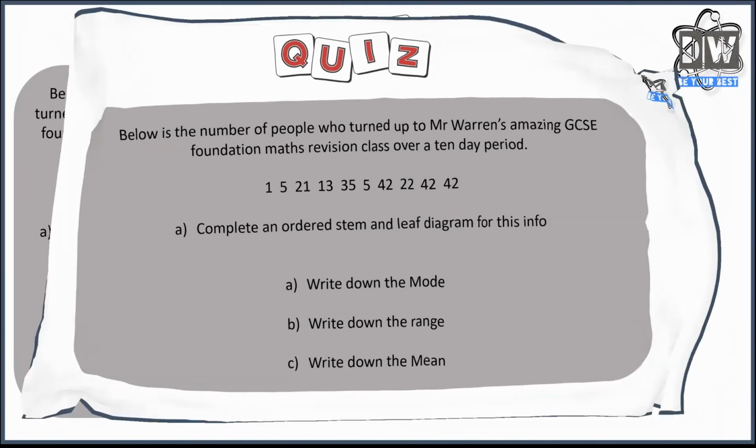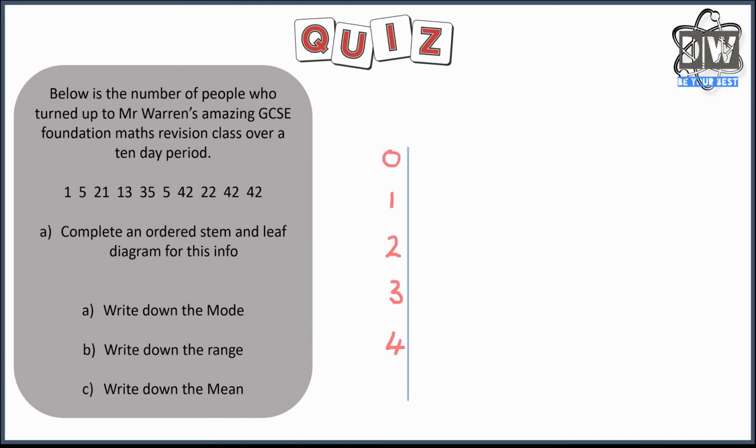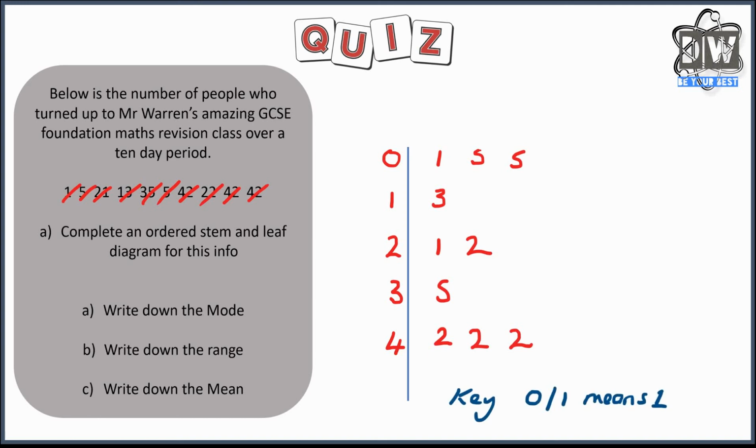Okay, here we go. Here's our answers. So there goes our stem, and there goes our leaves, and there goes the key. So 0 stem 1 means 1. The mode, which is the most commonly seen number, was 42. The range, the difference between the highest and the lowest number, is 41. And the mean is 22.8. That's all the numbers added together divided by the total numbers. So hopefully you got those correct.